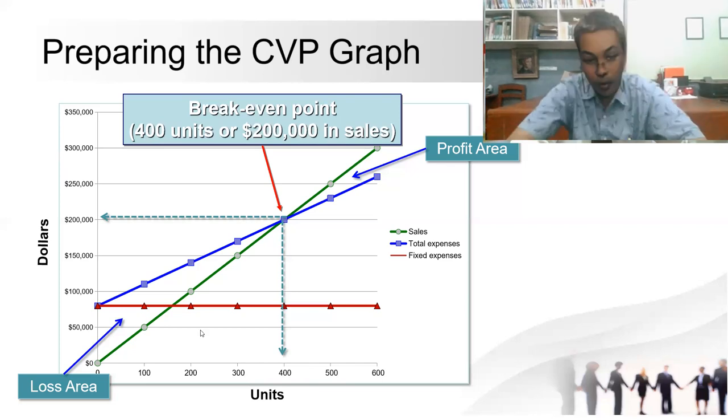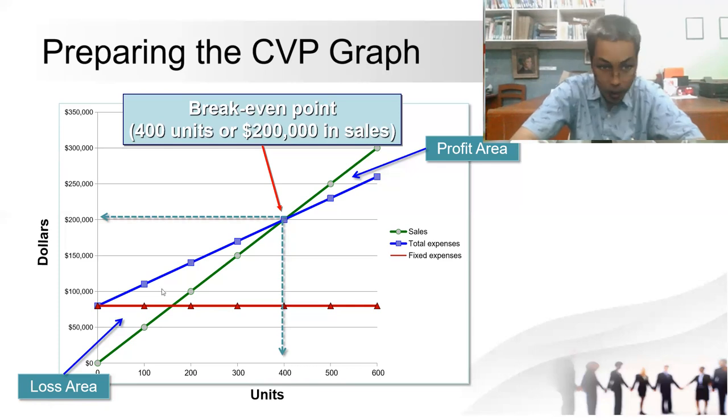For example, if we just sold 100 units, this is the amount for the sales, which is 50,000. And our expenses, the blue line here, is more than 100,000. It is about 120,000. So if we spend 120,000 and we are only able to sell 50,000, there is about a $70,000 loss in that case.